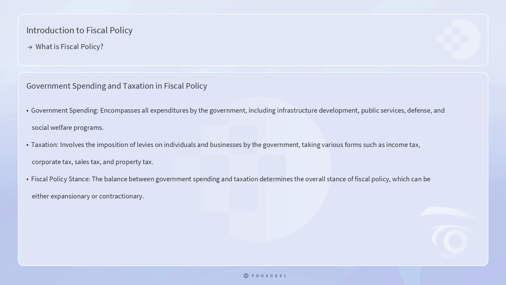Government spending encompasses all expenditures by the government, including infrastructure development, public services, defense, and social welfare programs. On the other hand, taxation involves the imposition of levies on individuals and businesses by the government. These taxes can take various forms, such as income tax, corporate tax, sales tax, and property tax. The balance between these two instruments determines the overall stance of fiscal policy, which can be either expansionary or contractionary.